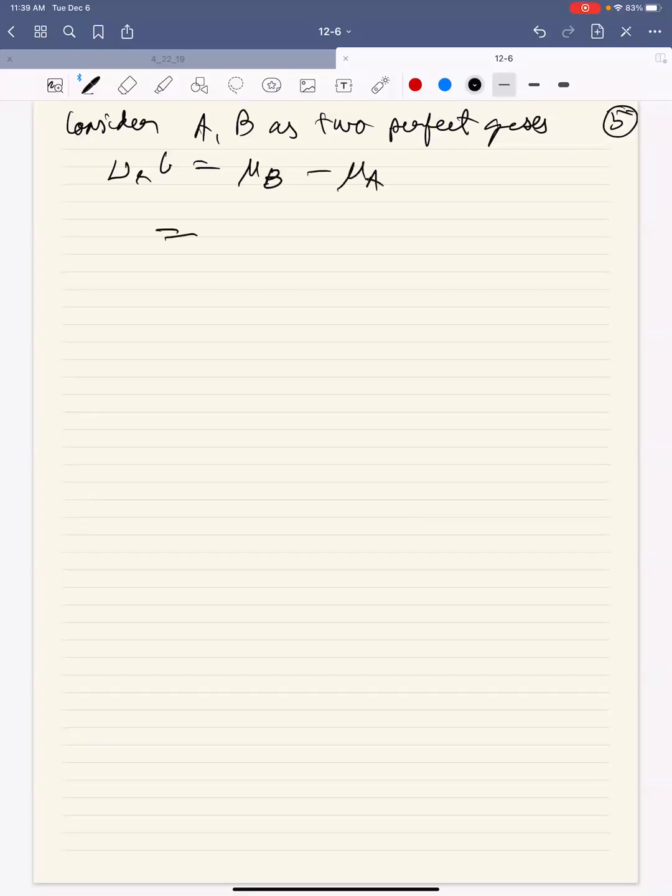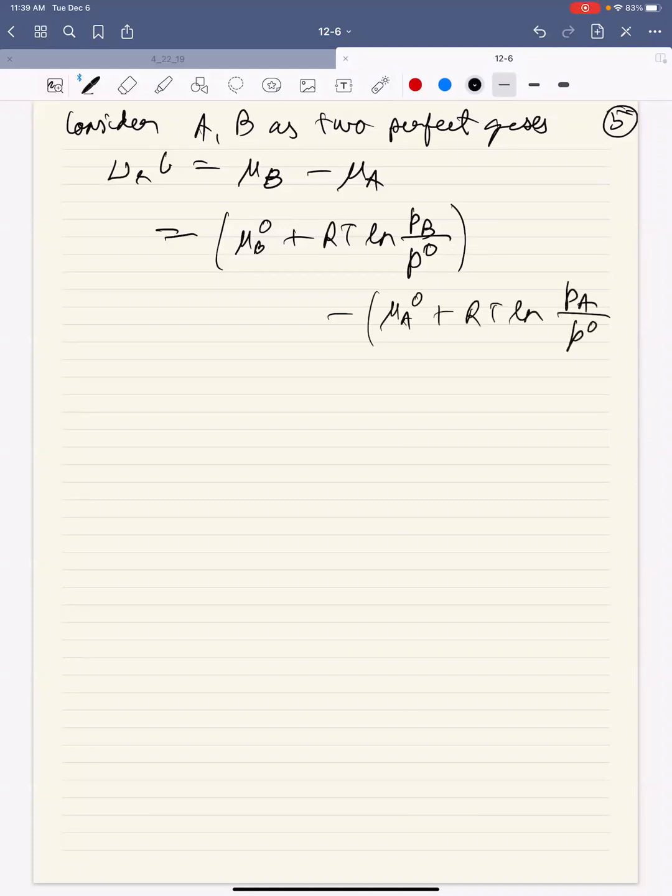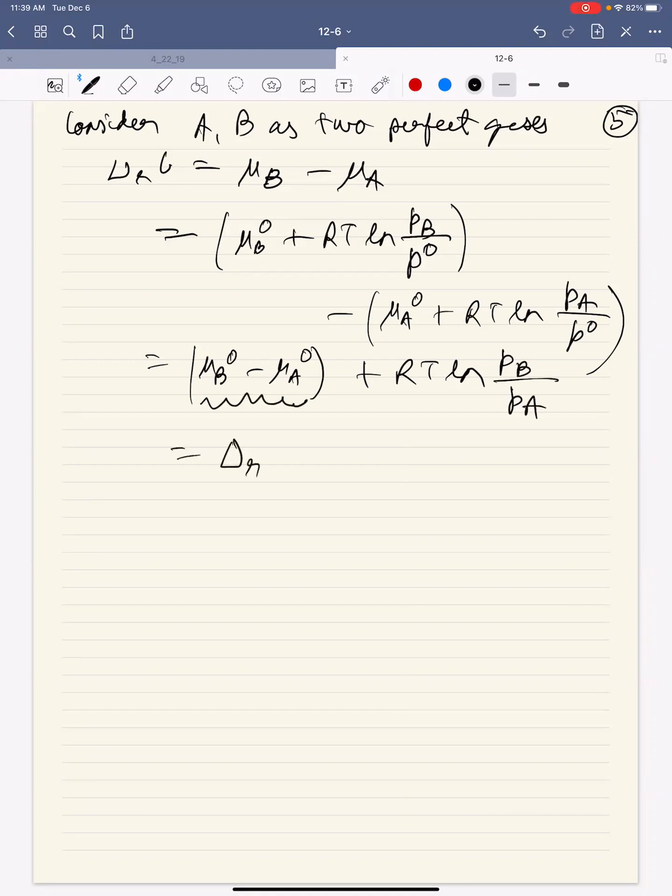If it's a perfect gas, what can we say about mu B? That's going to be mu B naught plus RT ln PB by P naught, right? Where P naught is some reference pressure, which we are going to keep the same for A and B, minus mu A naught plus RT ln PA by P naught. So we can write this down as mu B naught minus mu A naught plus RT ln, P naught cancels, and we are left with PB by PA. This first part we will give a name. We will call it delta reaction G naught. It's just some reference value. There is nothing special about it.